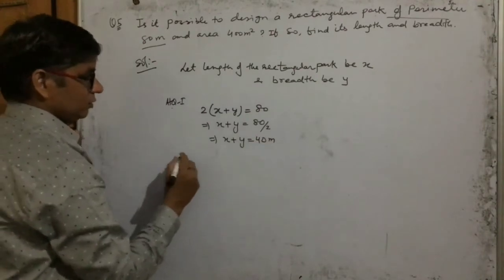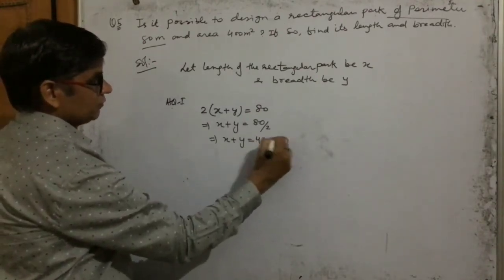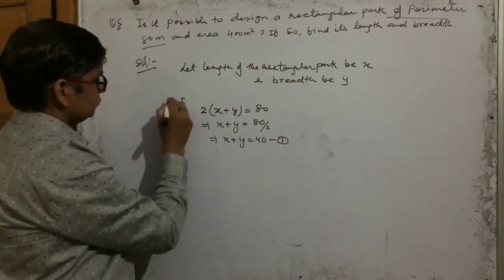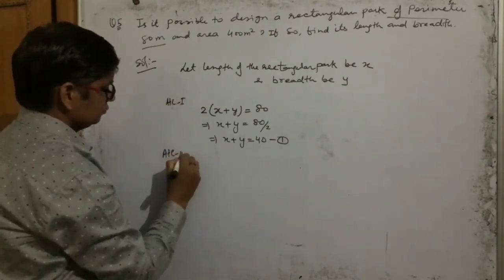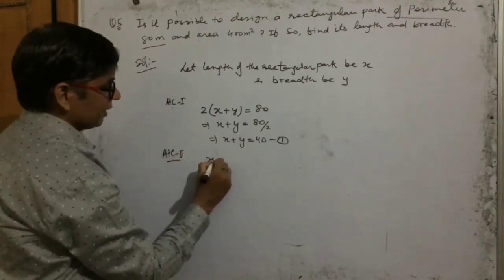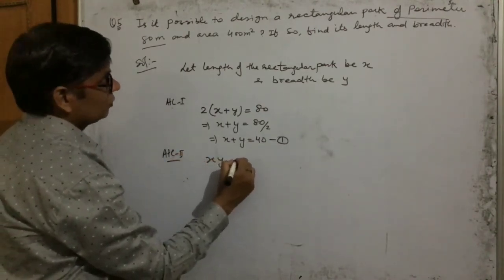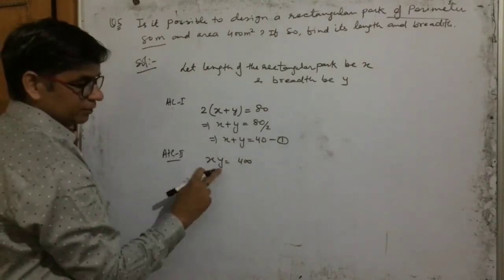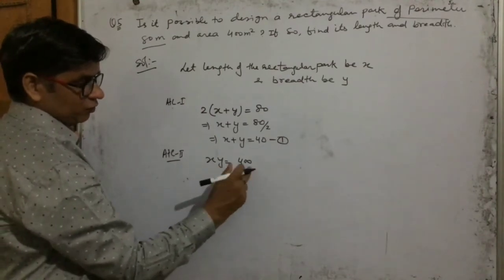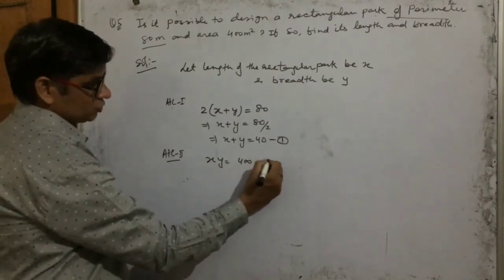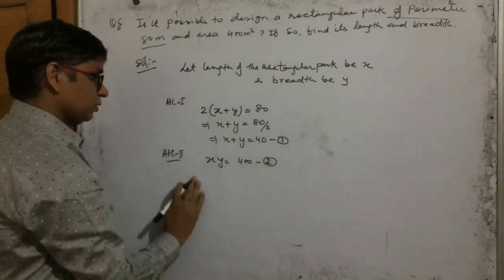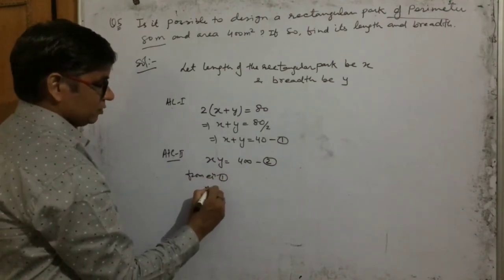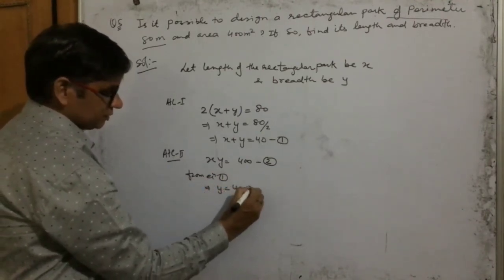This is equation first. According to the second condition, area x into y equals 400 meter square. The area is length into breadth, so area is equal to 400 meter square. This is equation number 2. Now from equation first, y equals 40 minus x.